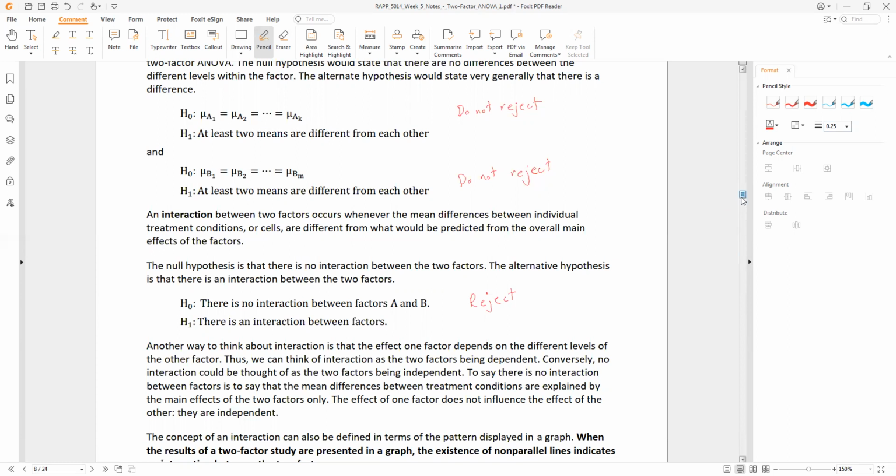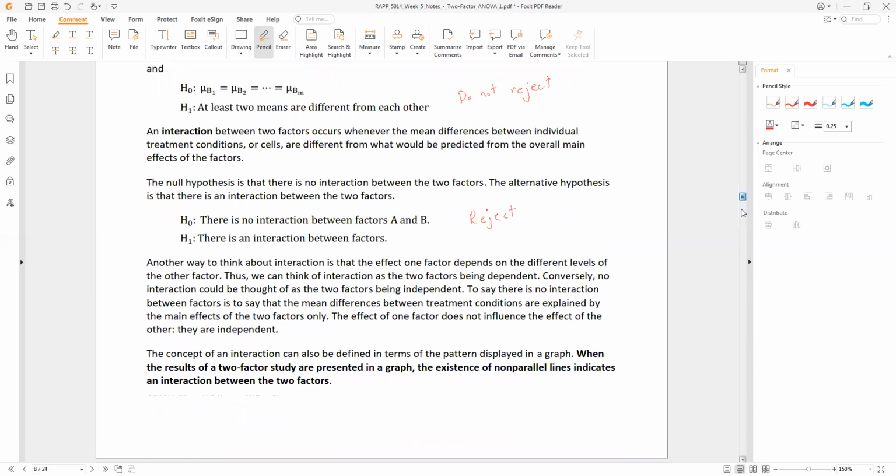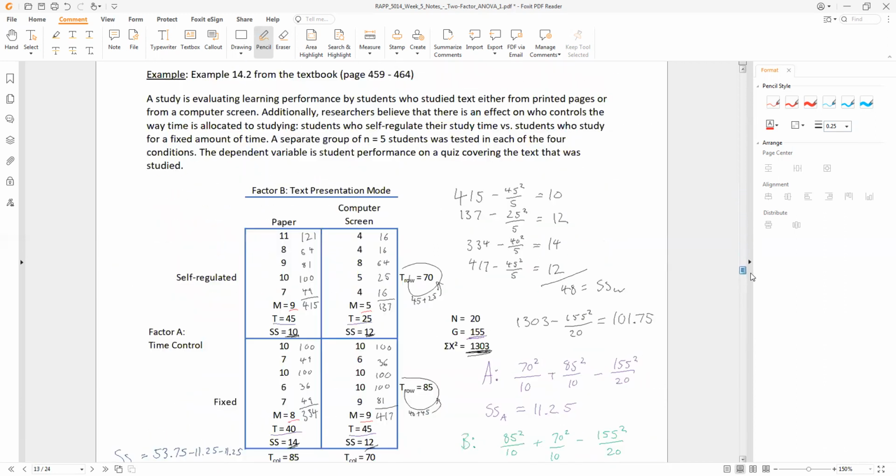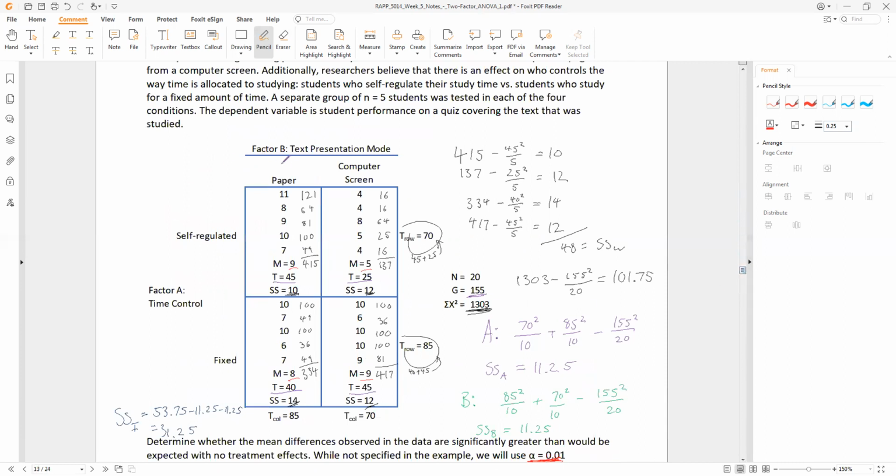We could also imagine a repeated measures thing, right? What if we tested the same group of students under these 4 different conditions? Said, hey, student, how do you do with paper self-regulated? How do you do with computer self-regulated? How do you do with fixed paper? How do you do with fixed computer screen? Test the same student under all 4 conditions. Do that for a bunch of students.